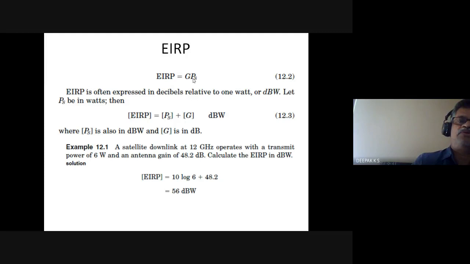Now, this is normally expressed in dB. So you take dB of this, so square bracket denotes dB of this. So this is again dB, this is again dB. So multiplication becomes addition in logarithm. So EIRP in dB equals PS in dB plus G in dB. So here another term is written, dBW.